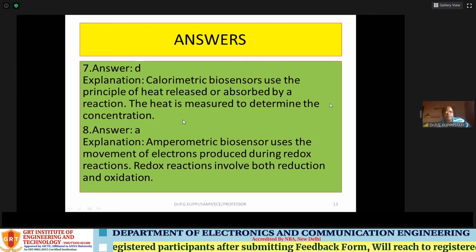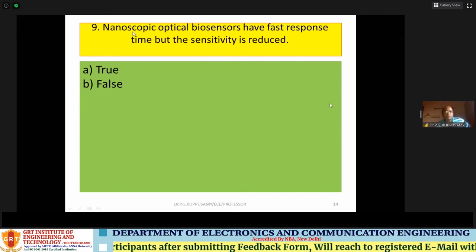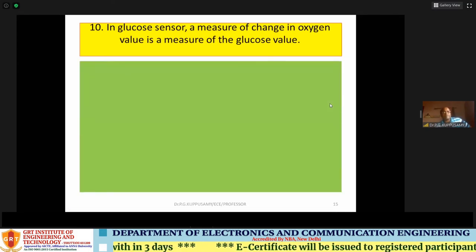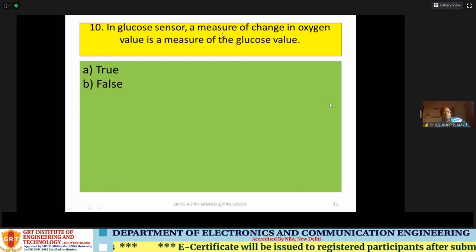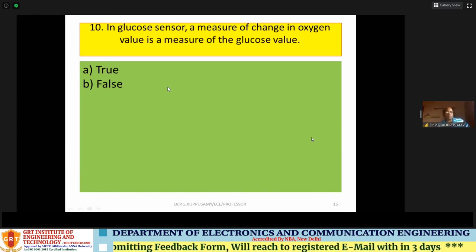Now I am going to explain question number 9. Nanoscopic optical biosensors have fast response time, but the sensitivity is reduced. True or false? Now question number 10. In a glucose sensor, a measurable change in oxygen value is a measure of glucose level. True or false? So now I am going to provide the answers for questions number 9 and 10.